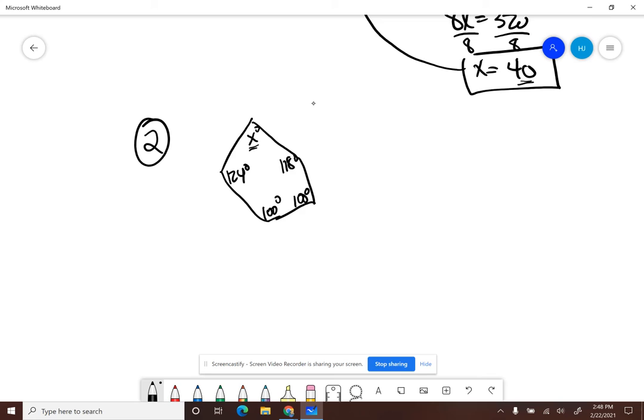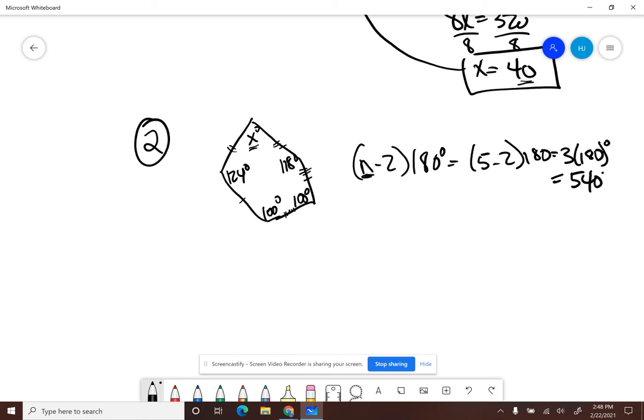particular figure has. If you notice, I have 1, 2, 3, 4, 5 sides. Okay, so if I've got 5 sides, I can figure out what these all should equal up to. Again, using my same formula, n minus 2 times 180. I have 5 sides, so I'm going to put that in for n. 5 minus 2 times 180 equals 3 times 180, which means that it should equal 540 degrees.